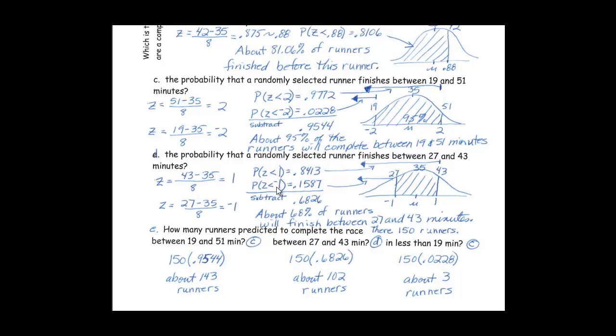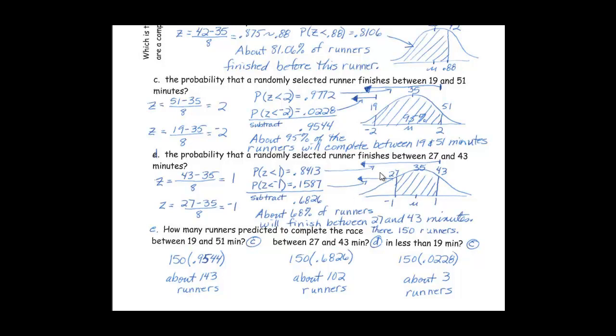I find each of the probabilities that correlate to a z-score of 1 and -1, again using the table. I have it stacked here so I can quickly find the difference. It came out to be 0.6826, and again, that makes sense. About 68% of the runners will finish between 27 and 43 minutes. In other words, about 68% of our data fell between 1 standard deviation below the mean and 1 standard deviation above the mean.